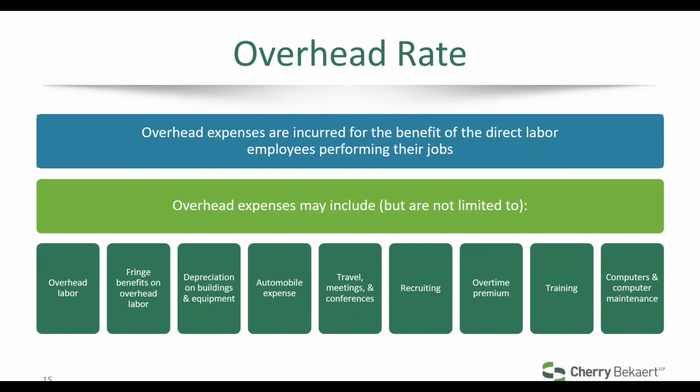On the flip side, in the overhead rate, overhead costs are costs that may benefit or are associated with two or more business activities, but are not specifically allocated to an activity for reasons of practicality. In its simplest terms, overhead expenses are incurred for the benefit of the direct labor employees performing their jobs. Some examples of overhead are rent, depreciation, employment recruitment and training, and general other professional insurance policies, in addition to a few others that we have on the slide above.